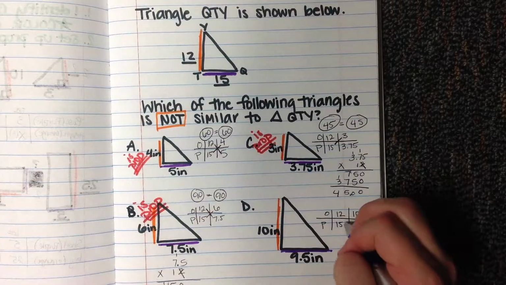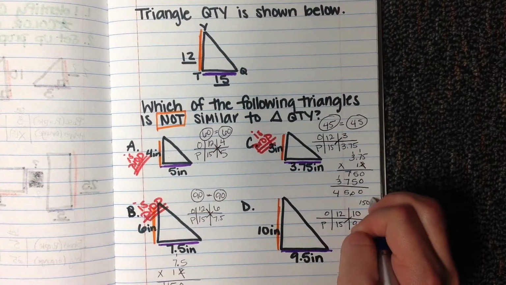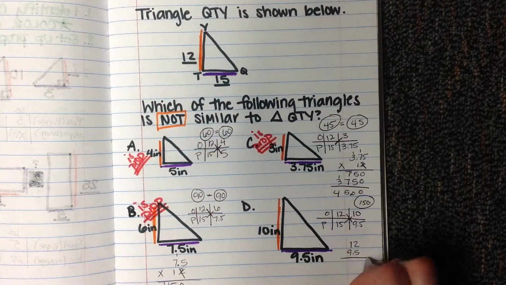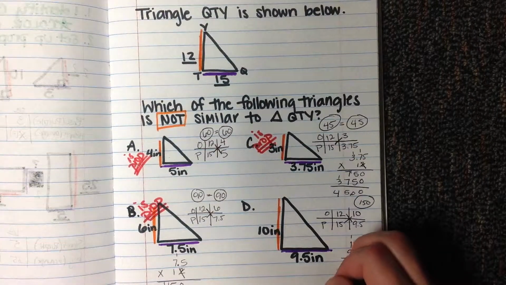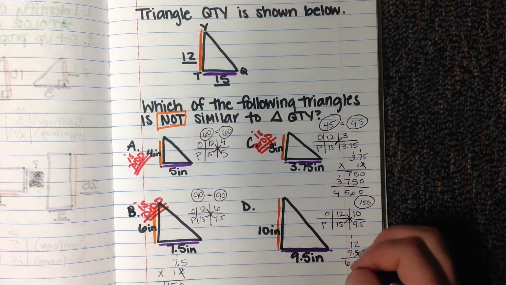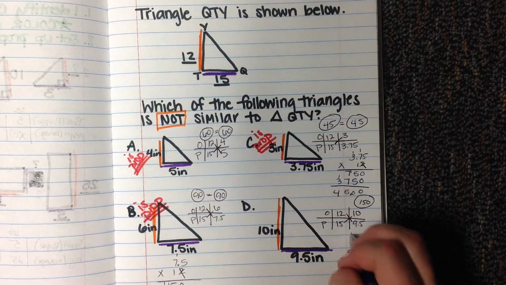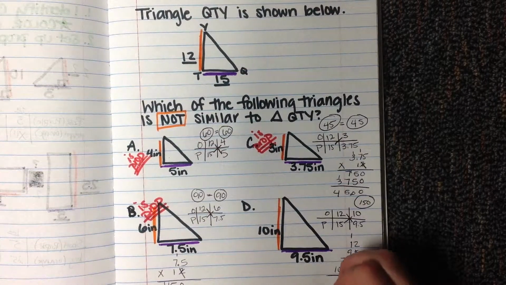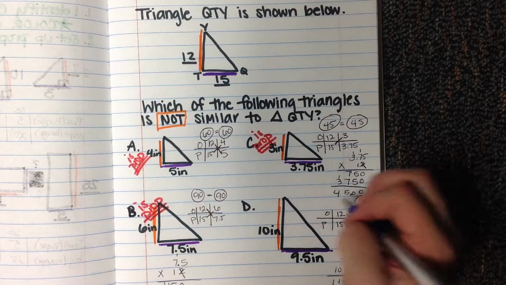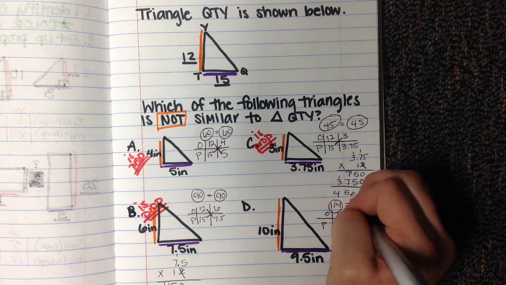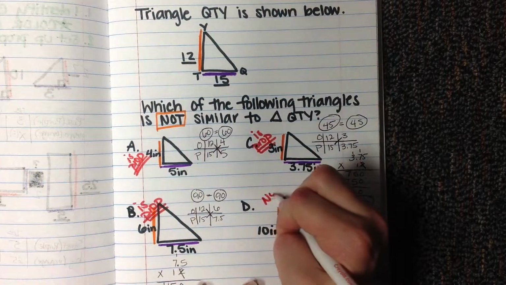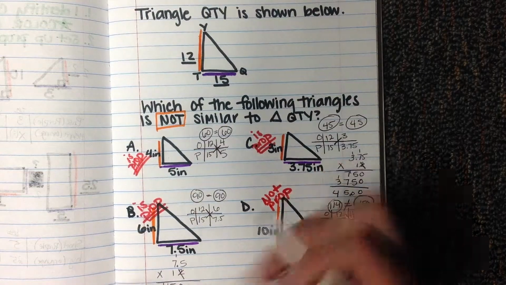Let's cross multiply. 15 times 10, 150. 12 times 9.5. 5 times 2 is 10. 5 times 1 is 5, plus 1 is 6. Hold my place. 9 times 2 is 18. 9 times 1 is 9, plus 1 is 10. 114. 114 is not equal to 150, therefore D is not proportional.